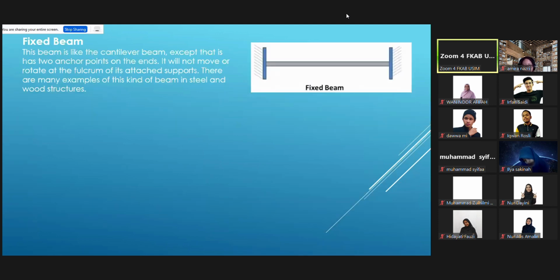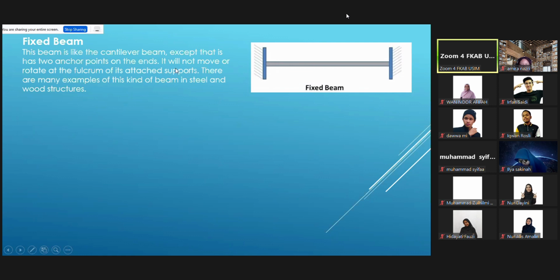What's a fixed beam? Okay. What is the term fixed beam here? So the beam is being supported by the side of the structure, of another structure, whether column or wall. Fixed to the side, not on top of it. Fixed by the side. So the beam is like a cantilever beam, except that it has no anchor point at the end. It will not move or rotate about the fulcrum of the attachment support.